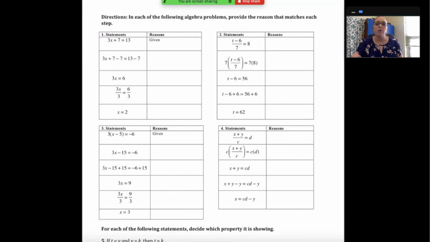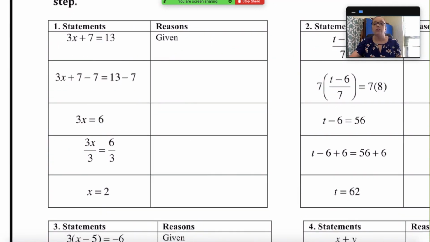In each of the following algebra problems, provide the reason that matches each step. So let's look at number 1. So we're starting off with the equation 3x plus 7 equals 13. And notice that they have already solved this equation. So that's what's given to us. So let's look at the next step. What did they do differently? Well, it looks like they've got that minus 7 on both sides. So they've subtracted 7 on both sides. What property says that we can do that? The subtraction property.